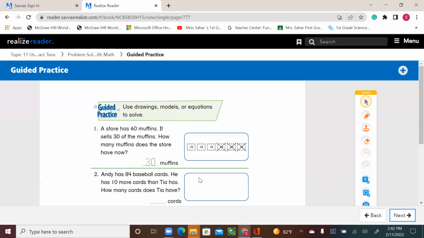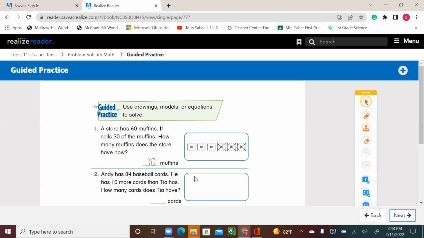Okay, let's see the next question. Andy has 84 baseball cards. He has 10 more cards than Tia. How many cards does Tia have? So we know that he has 84 and he has 10 more than Tia. That means Tia has 10 less than 84, or 84 take away 10.